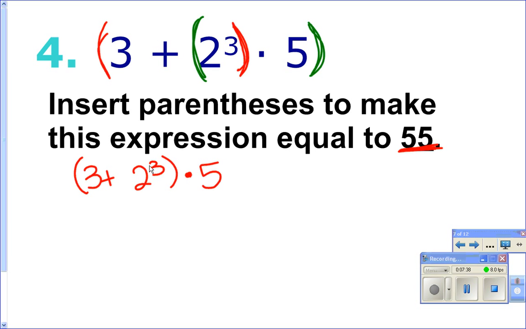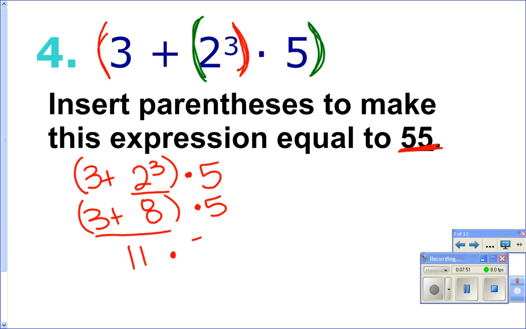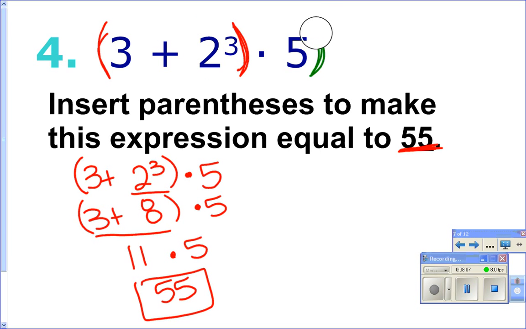2 cubed, we know that means 2 times 2 times 2, which is 8, plus 3 in our parentheses, times 5. Then 8 plus 3 is 11, times 5 is 55. Okay, so for this one, we would want to keep the parentheses around 3 plus 2 cubed times 5. The other parentheses would not work because we wanted our answer to be 55.